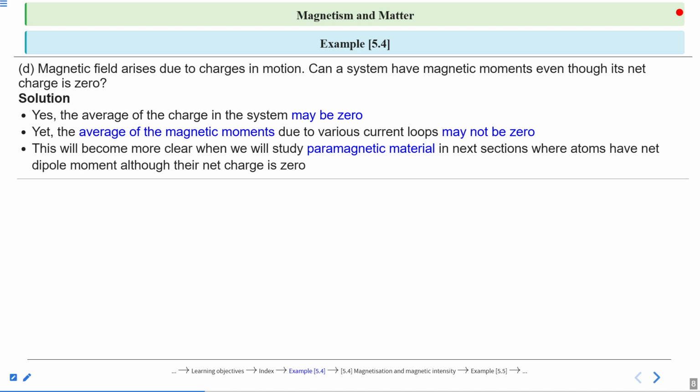The net charge on the system is 0, but they may have a non-zero net magnetic moment due to the inherent magnetic moments from various current loops. And these current loops are due to the revolution of electrons within the atom. Got it? So we are going to discuss it in detail in that section.